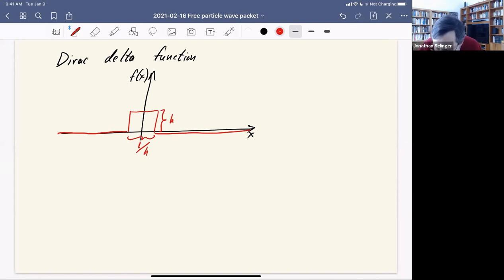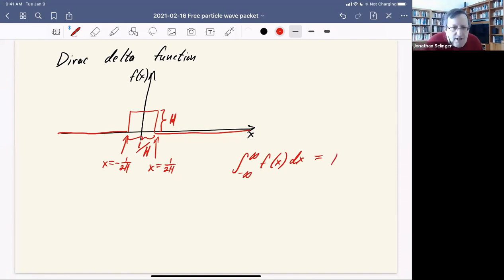Well, you're going to think that's Planck's constant. I shouldn't use it. I'll use capital H. So the height is H, the width is 1 over H. So it goes from x equals negative 1 over 2H to x equals 1 over 2H. So the integral from minus infinity to infinity of f of x dx is equal to 1, because that's the area under this curve. So this is a nice function, and its integral is equal to 1 no matter what H is.